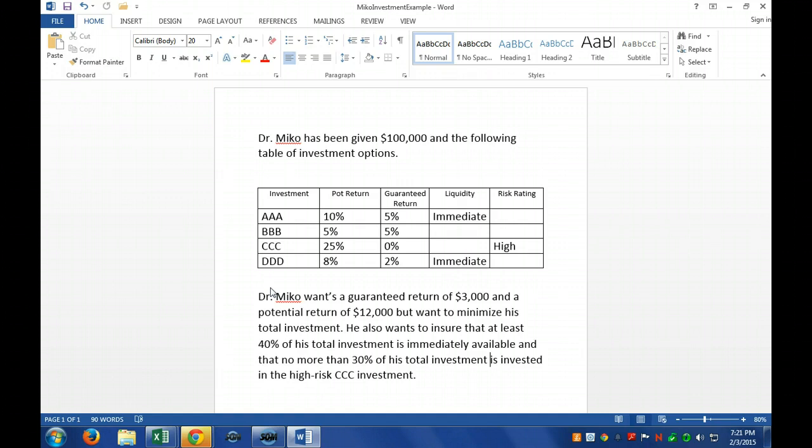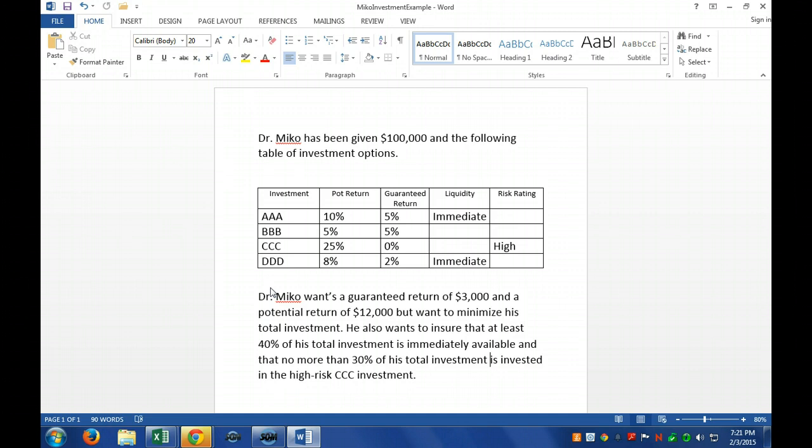That's what my total is, because I don't know what this is yet. I don't know if my total is going to be 20,000 or 50,000 or 80,000. If I knew it was 100,000, I could just say AAA plus DDD has to be greater than or equal to 40,000 because I know the total is 100,000. But I don't know what that is. I haven't decided what my total is.